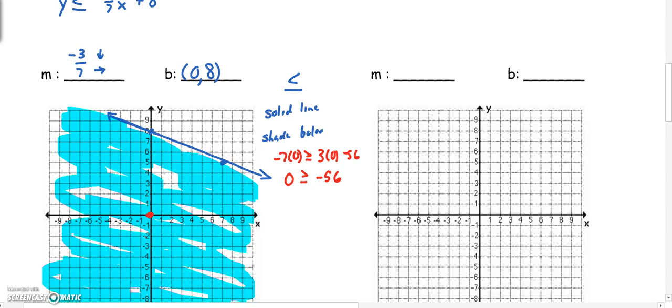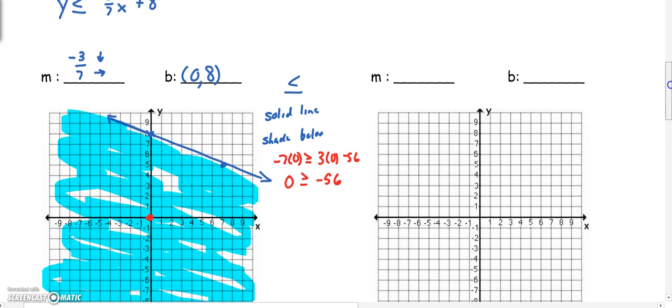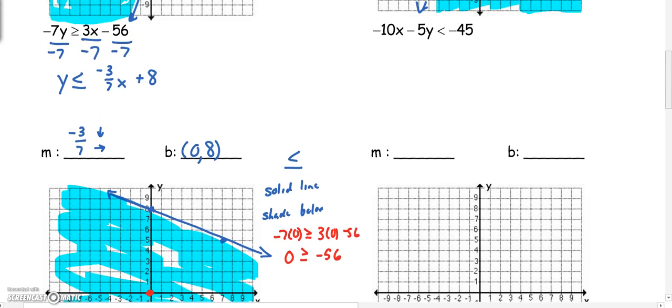Let's try one more challenge problem. In order to get y by itself so we can graph, in this case, x is on the same side as the y, and there's a number with the y. So first, I need to get that x to the other side of the equation. So I'm going to add 10x to both sides. Negative 5y is less than 10x minus 45. And then I'm going to divide by negative 5. Remember, I divided by a negative, so I must flip my inequality.